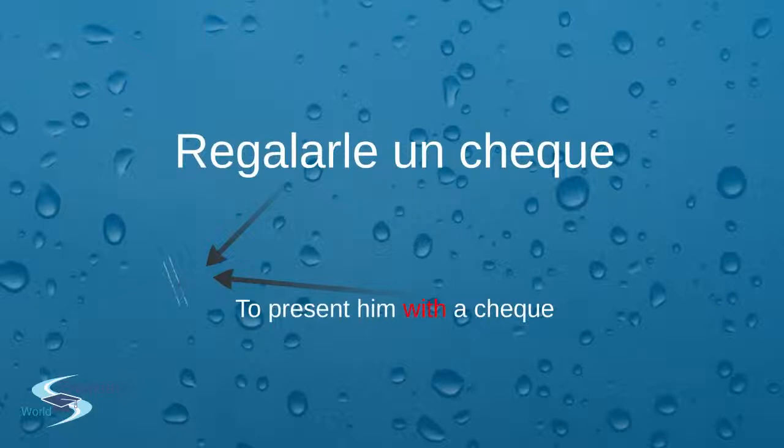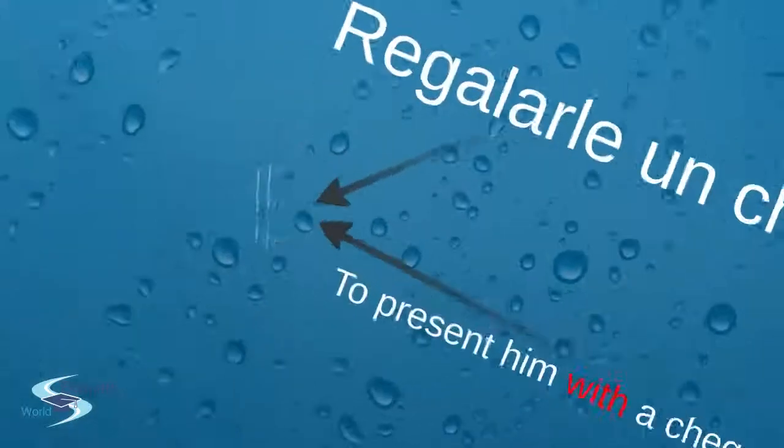Here's the opposite example. Regalarle un cheque, to present him with a check. Okay, in English there is a preposition, while in Spanish there isn't. Regalarle is to present him. Regalar is to present, to give a present, okay? Check. Cheque, in Spanish you read all the letters. Cheque, well in English you just say check, you know.